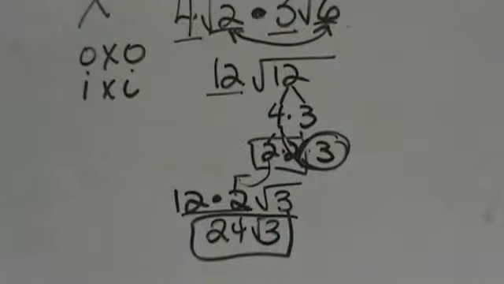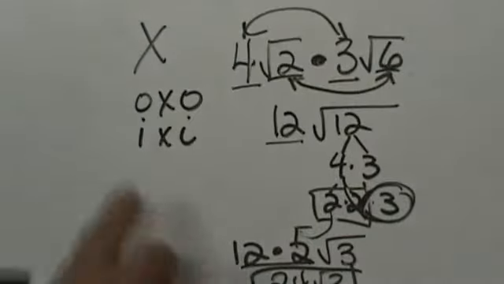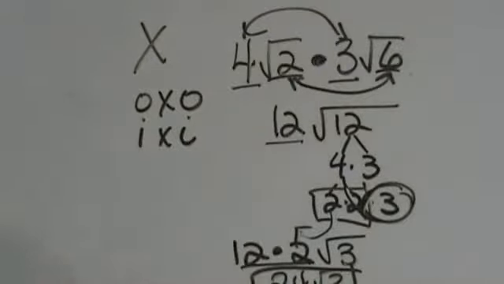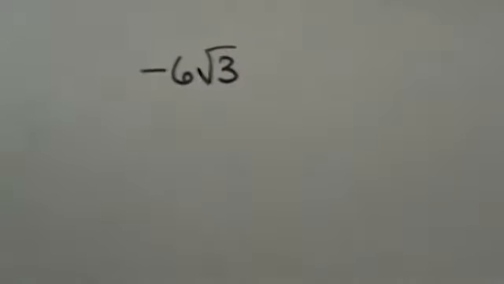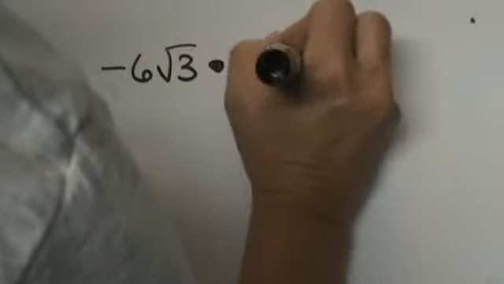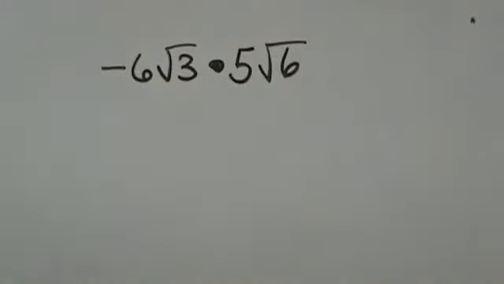Okay? So that's multiplying. And what's the rule? The rule is outside times outside, inside times inside. So let's try one more of those. Okay, let's take a negative 6 square root 3 times 5 square root 6. Okay, let's multiply that together.